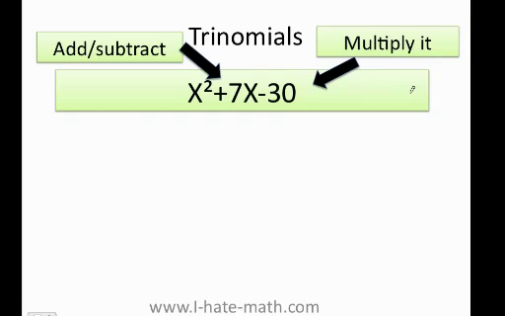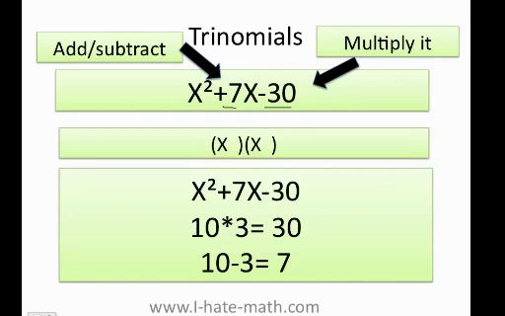Two numbers, when I multiply, give me negative 30. When I add, give me 7. Do not worry about the signs at the beginning. Just worry about finding the factors, because once you have the factors, it's just really easy. Let's see. Factors of 30, and I'm going to give you a hint. 10 times 3. Awesome. 10 times 3 is 30, and also 10 minus 3 is equal to 7.